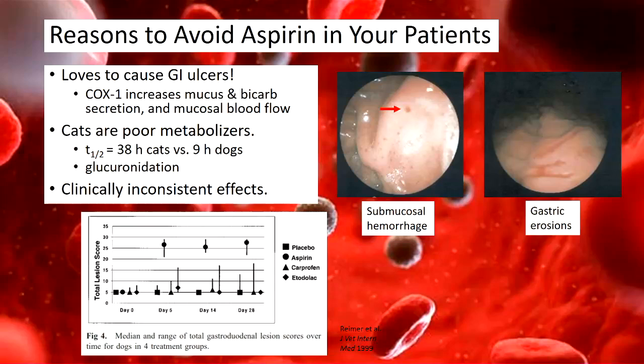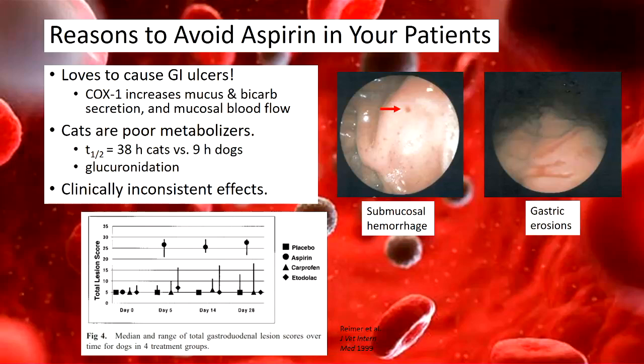This is a study that shows it's got placebo, aspirin. Here's a couple of NSAIDs that are obviously not salicylate NSAIDs. And it just shows they developed a scoring system for GI lesions, ulcers. Okay, so day 0, day 5, the aspirin group's already all the way up here with having GI ulcers. The others not so much, and this was maintained through 28 days of the study. So it likes to cause ulcers, and it likes to cause them fast.